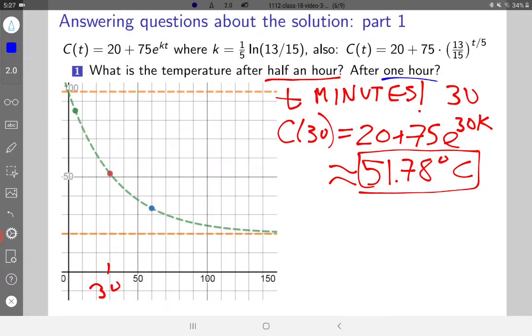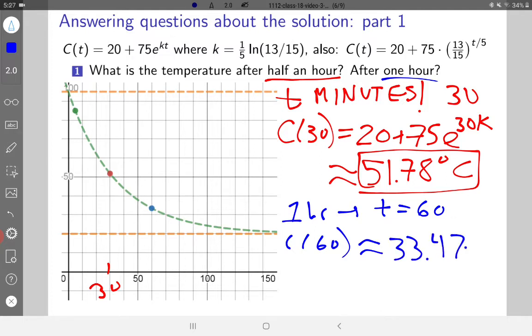What's the temperature after 1 hour? Well, 1 hour is 60 minutes, so I'm going to plug in T equals 60, and I'm going to do pretty much the same thing. Crunch those numbers, have a 60 instead of a 30 up there, and I'll again spare you the trouble and say that works out to be about 33.47 degrees Celsius, and that's that second data point I've marked in blue on the graph there. When T is 60, the output is there a little bit above 30, that's that 33.47 number.